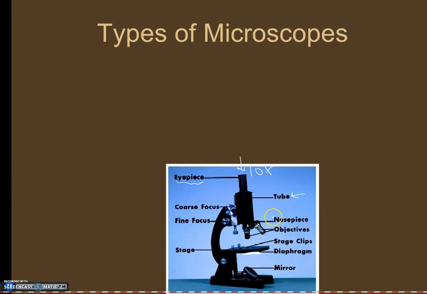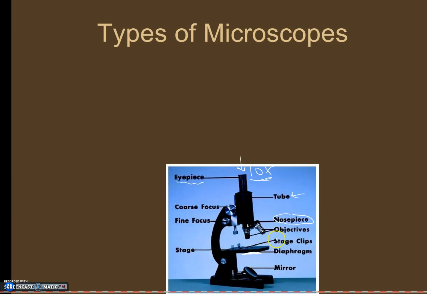At the bottom of the tube is going to be the nose piece, and the nose piece is what's going to have the different objectives, and the objectives are going to have more lenses in them that will help you see in conjunction with the eyepiece lens at different magnifications. So you might have a high-powered, mid-powered, or low-powered objective, and you always start on the lowest power objective and work your way up from there.